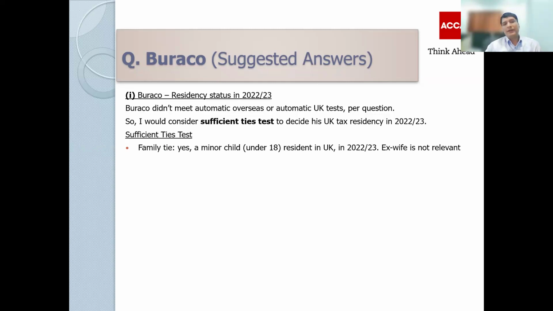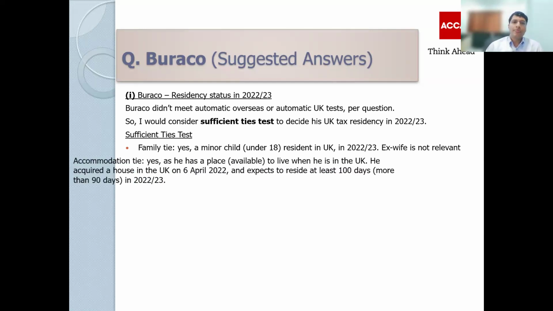So the first is family tie. In his case, he will have a family tie because a minor child is resident in the UK. The ex-wife is not relevant. Even the current wife may not be relevant. Sometimes forget the ex-wife, right? So he does have a family tie because a minor child under 18 is resident in the UK in 22-23, who moved to the UK in actually the previous year.